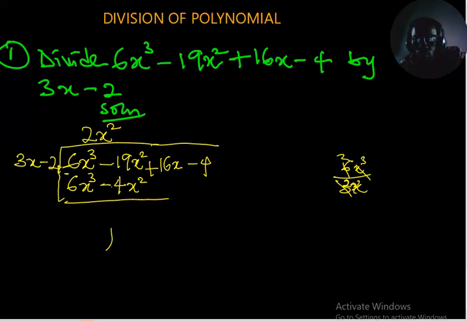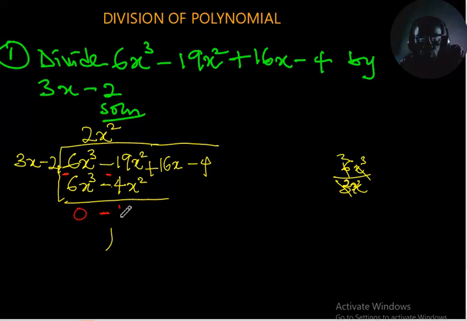Negative is here, negative is here, and so on. So 6x raised to the power 3 minus 6x raised to the power 3, that will give 0. This is minus 19x squared, minus minus times minus becomes plus. So it's like you have minus 19x squared plus 4x squared.